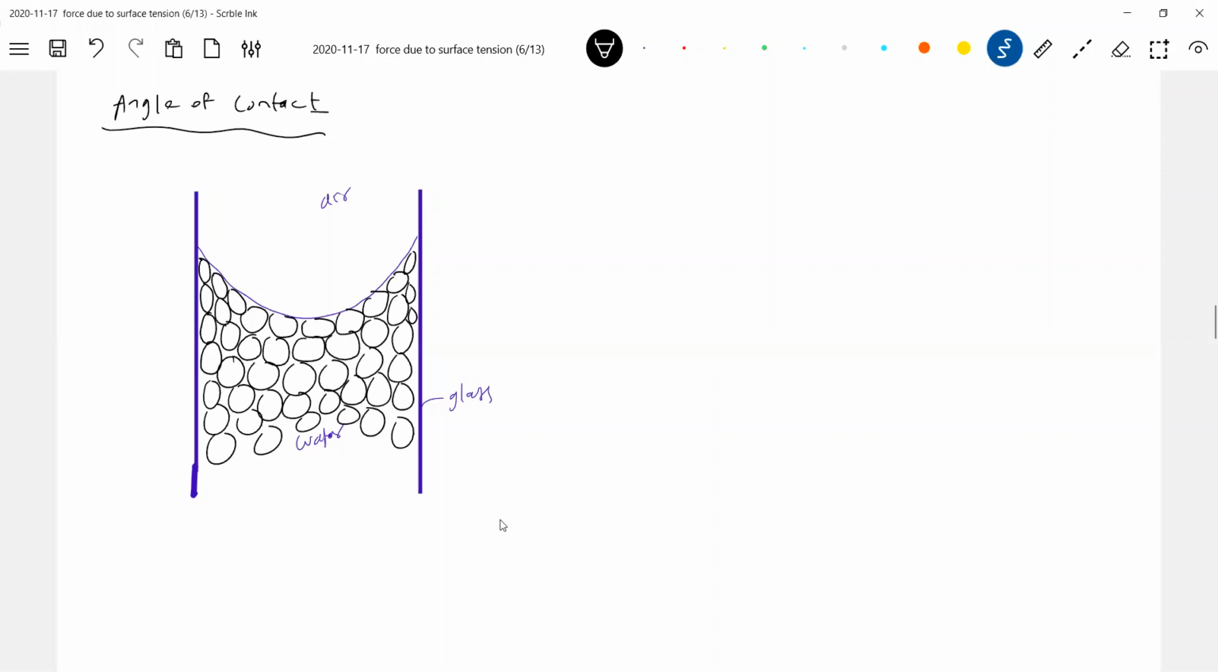So there's a glass. Glass will also have molecules. Now look at the free surface, and this layer is the free surface. Look at how it is. It is curved, no? Why is it in a curved shape? This is what we are trying to explain now.